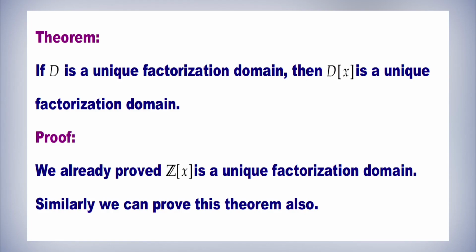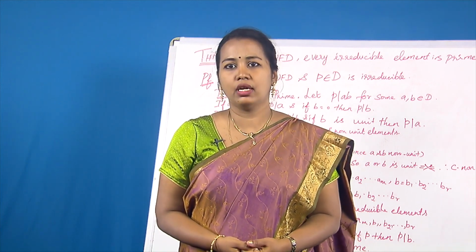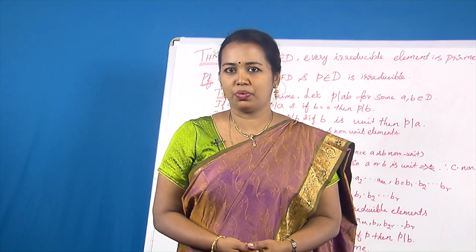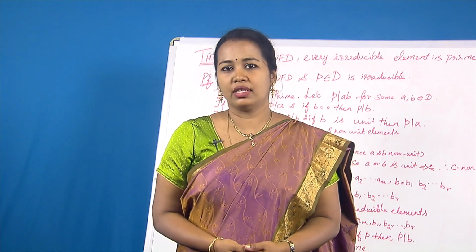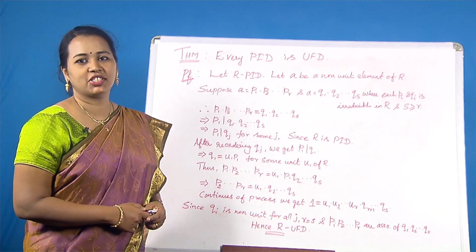Next theorem: if D is a unique factorization domain, then D of x is a unique factorization domain. Proof: we have already proved that Z of x is a unique factorization domain. Similarly, we prove this theorem also. In previous sessions, we had already seen the relation between Euclidean domain, principal ideal domain and unique factorization domain. But in this session, we are going to prove it. Now, the theorem states that every principal ideal domain is a unique factorization domain.